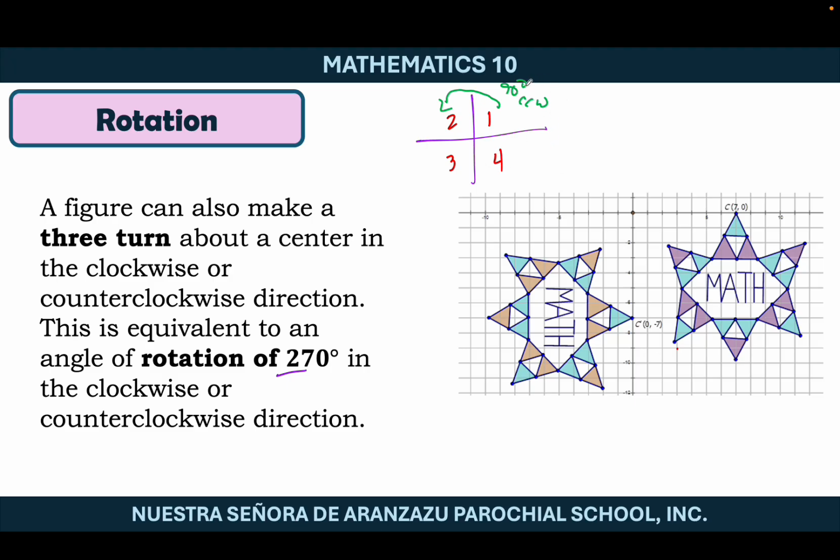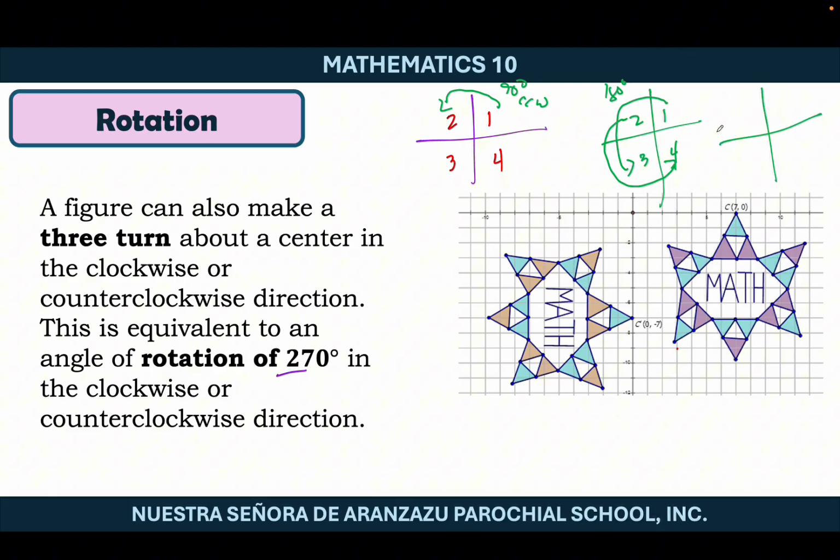So, quarter turn yun. Now, ang 180 degrees naman, we have this Cartesian plane. This is quadrant 1, quadrant 2, quadrant 3, quadrant 4. From quadrant 1, mapupunta siya sa quadrant 3. Or kaya from quadrant 2, mapupunta sa quadrant 4. So, ganun umiikot yung 180 degrees. Dalawang step siya sa quadrant natin.